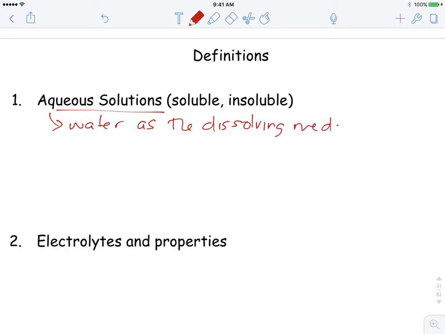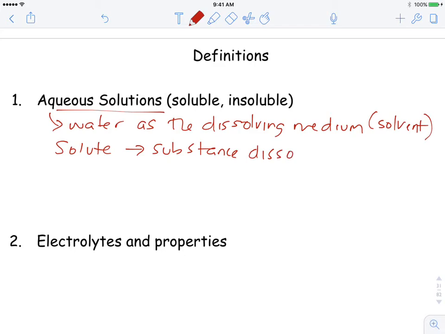And so if I have an aqueous solution, I have water as the solvent. So water as the dissolving medium, which we call the solvent. So water is the solvent. It will dissolve the solute, and the solute, that is the substance dissolved, it can either be soluble or insoluble. And so if we're soluble, that means that the substance will dissolve.